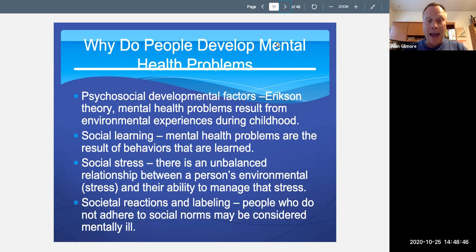And then finally, societal reactions and labeling. People who do not adhere to social norms may be considered mentally ill. So, the person who chooses to live as a homeless person, maybe by choice, may be considered outside of the norm. There are certain people that are very prone to wanting to live a very isolated life.